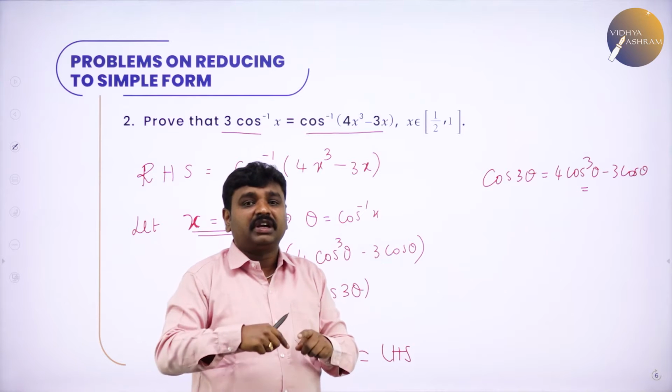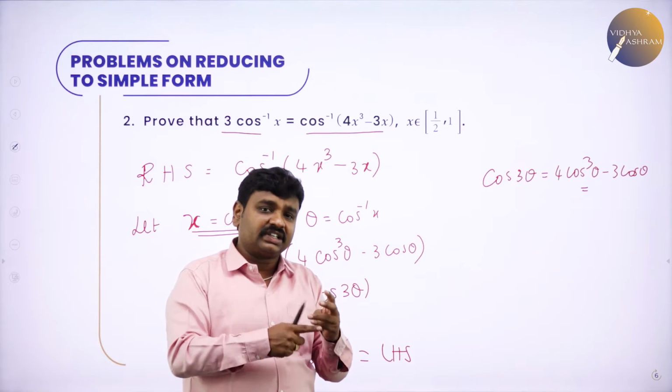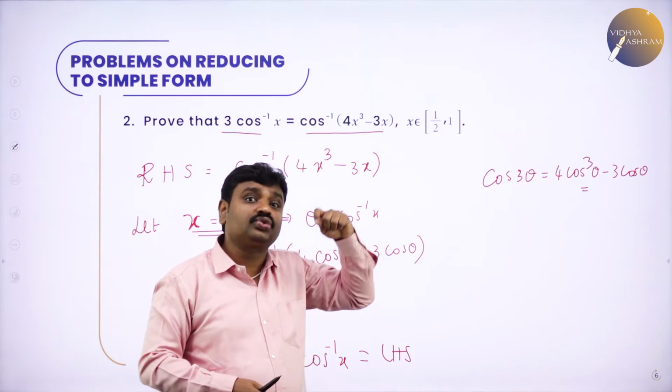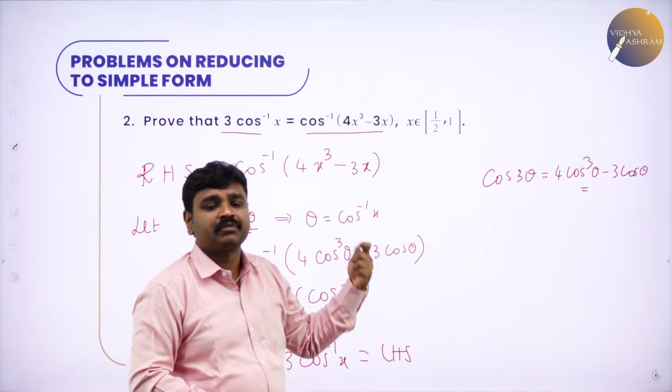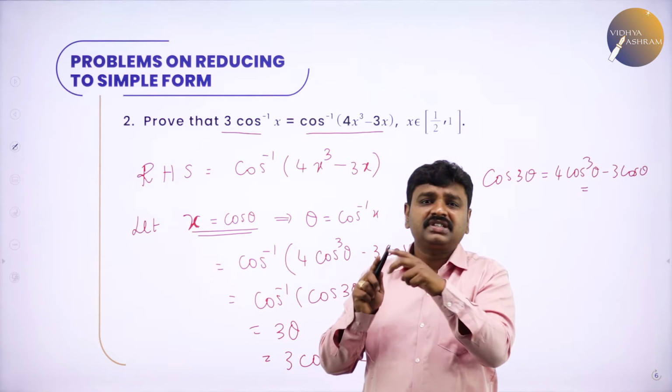So make a chart of multiple angles: sin 2 theta, cos 2 theta, tan 2 theta, sin 3 theta, cos 3 theta, tan 3 theta. All these multiple angles become thorough. Then you start the problems. It will become easy. So now we use two multiple angles. One is sin 3 theta. The other one is cos 3 theta.